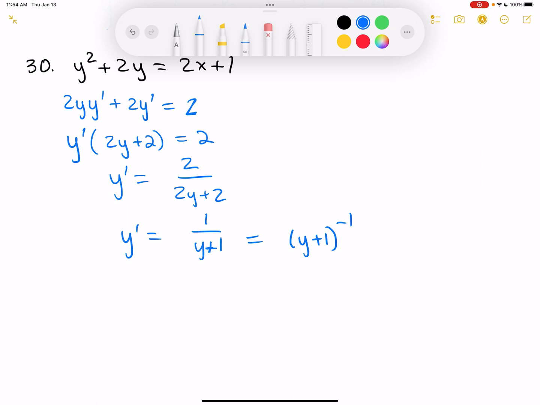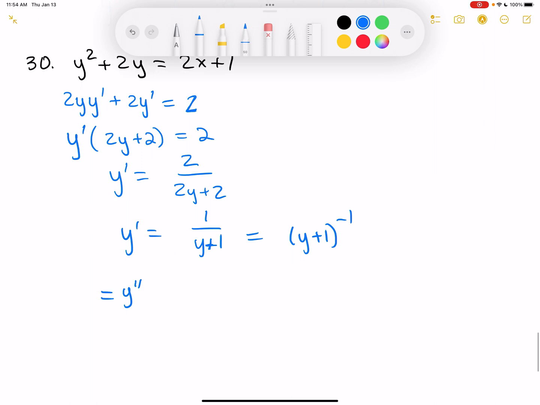So if I want to take the derivative again, now instead of it being y prime, I'm going to have y double prime. Or if you were going to write it the way that the book writes it, they'll write d2y over dx2. That's how they're going to write it. But like I said, I like the double prime thing better. It's cleaner in my opinion.